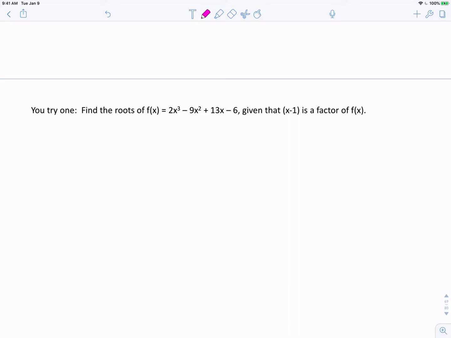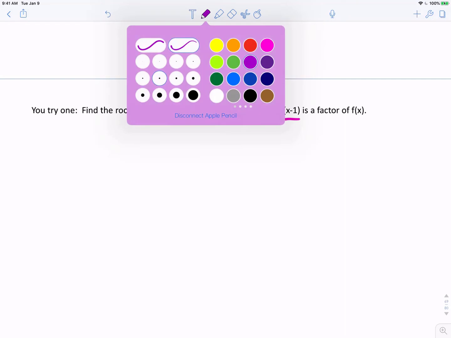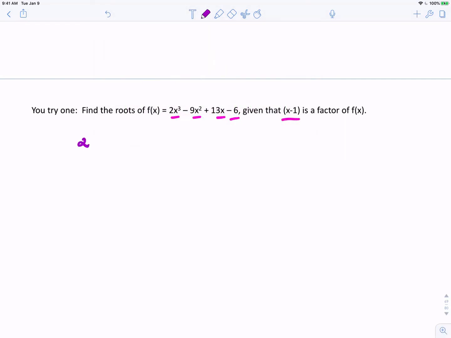So find the roots of f of x is equal to 2x cubed minus 9x squared plus 13x minus 6, given that x minus 1 is a factor. So let me help you get started. X cubed, x squared, x and a constant. Oh, so everything's there. So if you want to divide, you could do this synthetically and save yourself a little time. We would write down the coefficients.